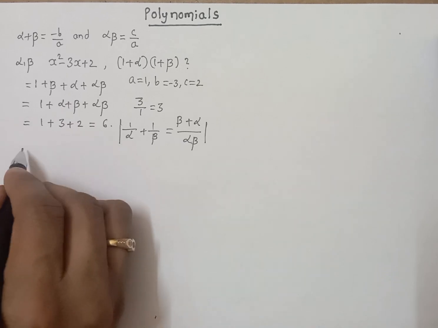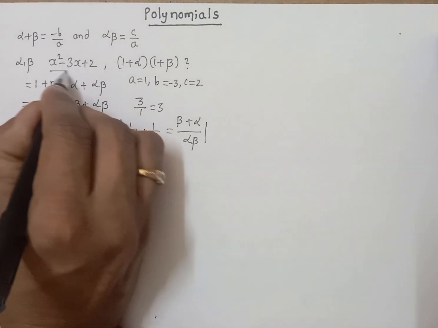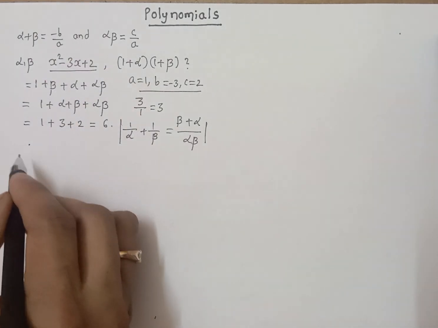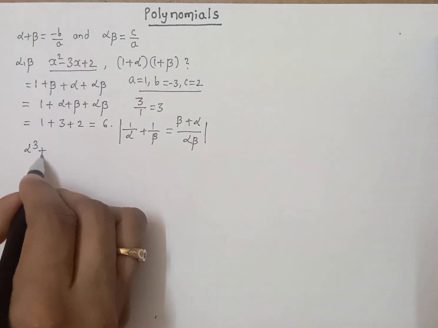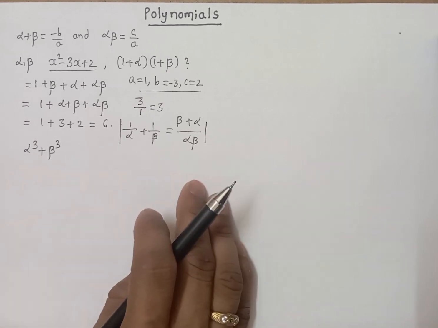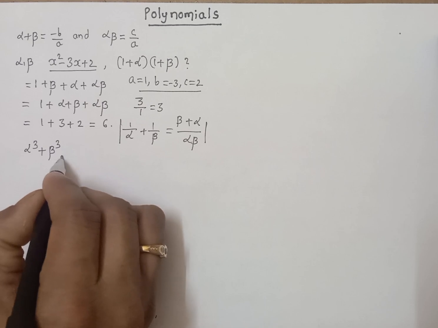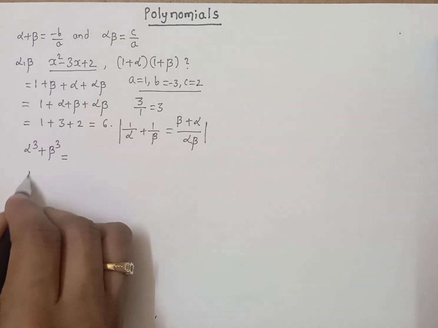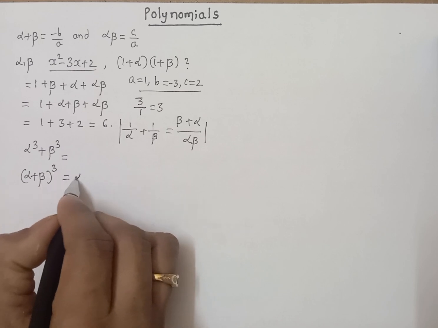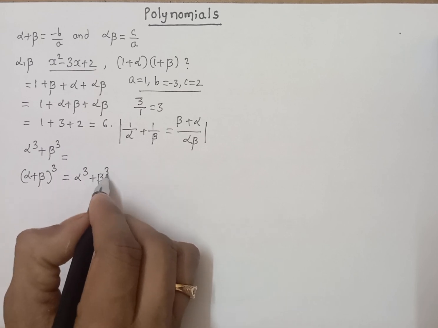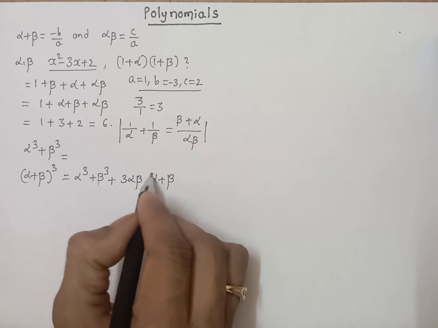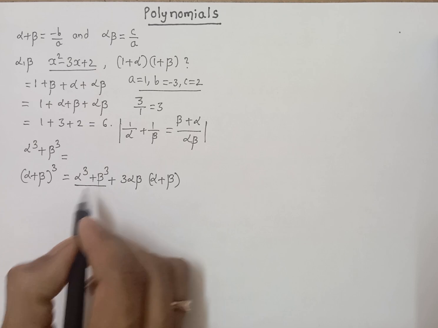Suppose for the same question, if alpha and beta are the zeros, what could be the value of alpha cube plus beta cube? So it is looking like cubes, but if you use the formula, it will be simple. We use an identity. We know the identity for a plus b whole cube, which is a cube plus b cube plus 3ab into a plus b. I'm writing it in terms of alpha and beta. And what do we want here? Alpha cube plus beta cube we want.